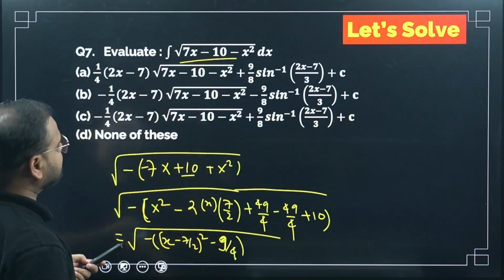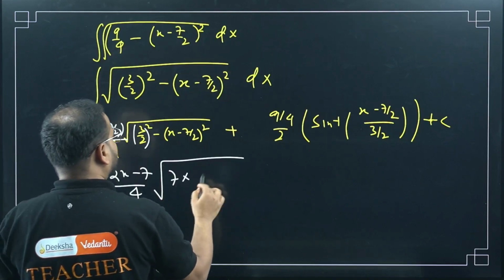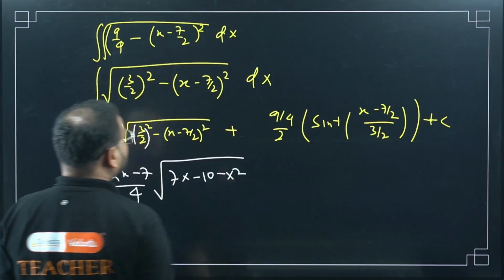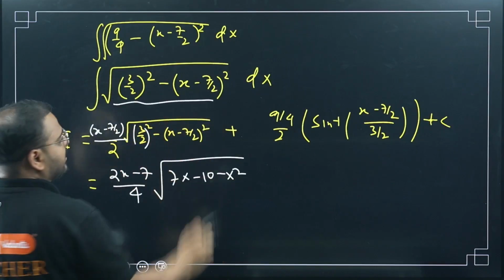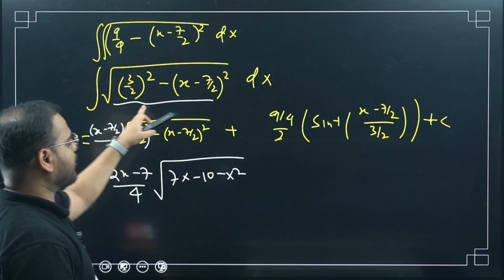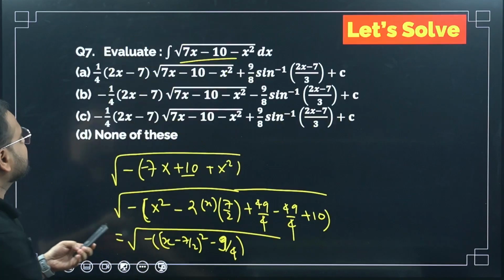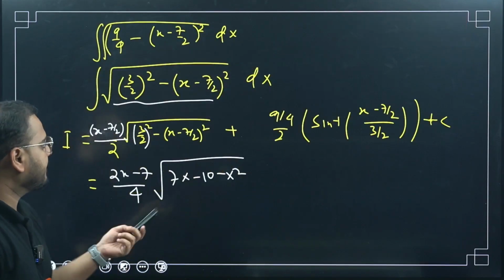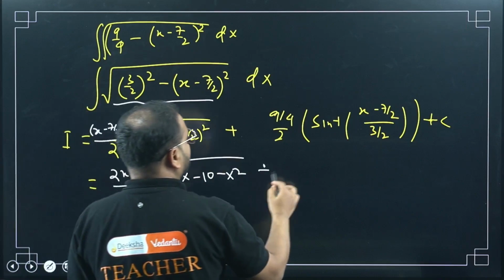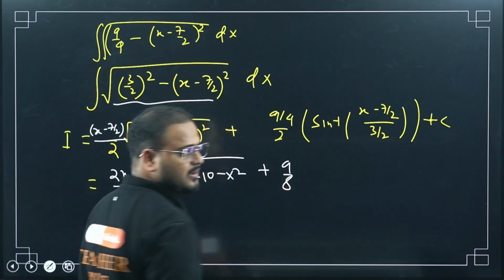7x minus 10 minus x square. So 7x minus 10 minus x square. Why, sir? After using the perfect square, I got this form, right? So I can rewrite this as the same thing. Okay, chaliye. What is this going to be? Plus 9 by 8, plus 9 by 8.